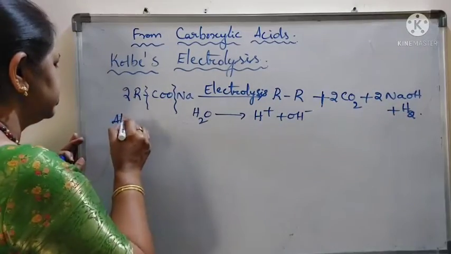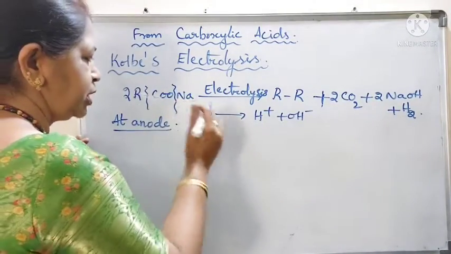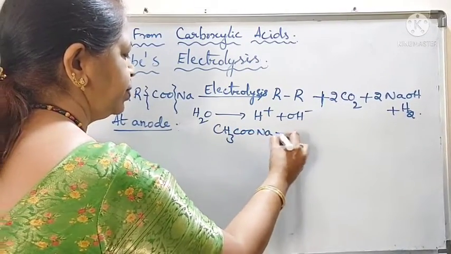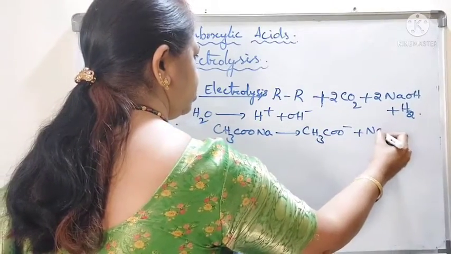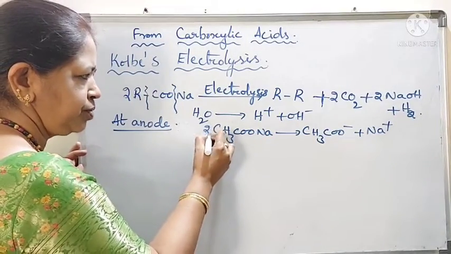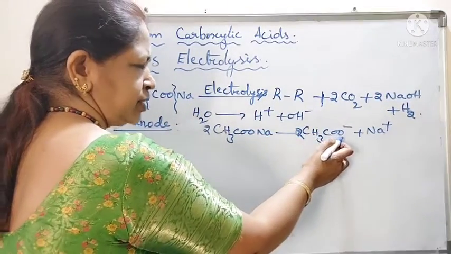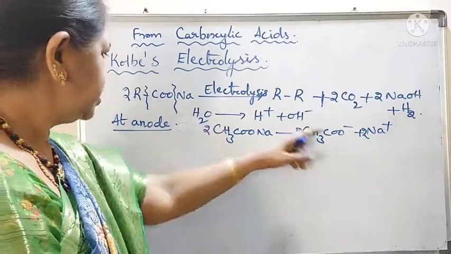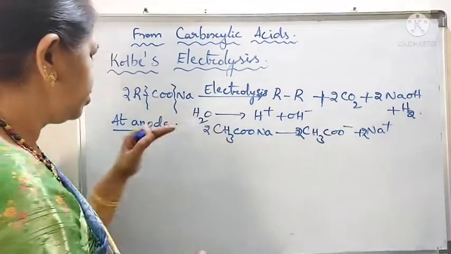At anode, that means positive, this sodium salt of carboxylic acid will ionize like CH3COONa to CH3COO minus plus Na plus. Here I have taken sodium acetate. 2 sodium acetate molecules will give 2 acetate ions and 2 sodium ions. The negatively charged ions migrate towards the anode. Anode is positive, so the negative ions will migrate towards the anode.